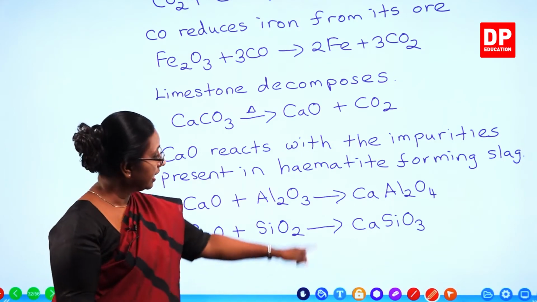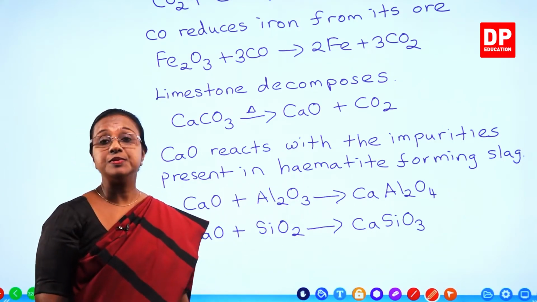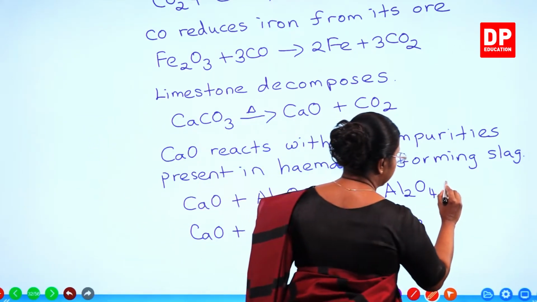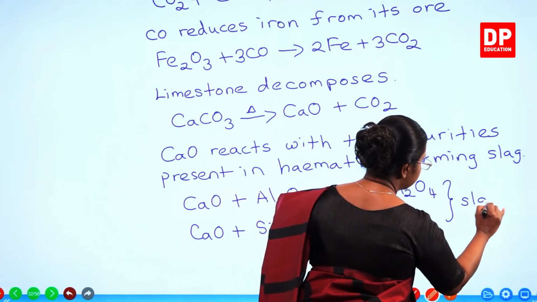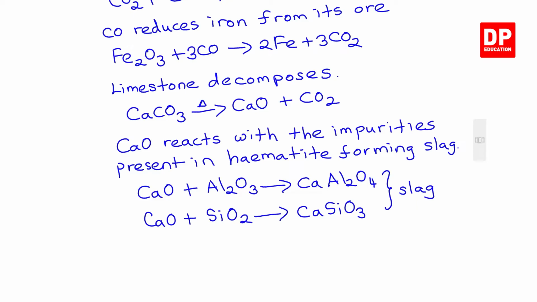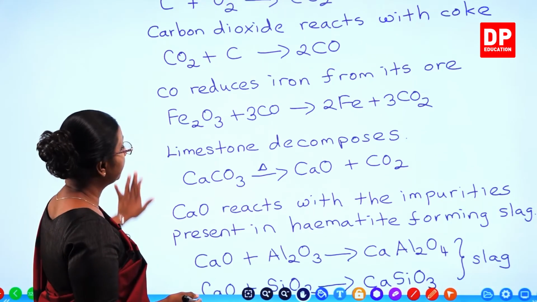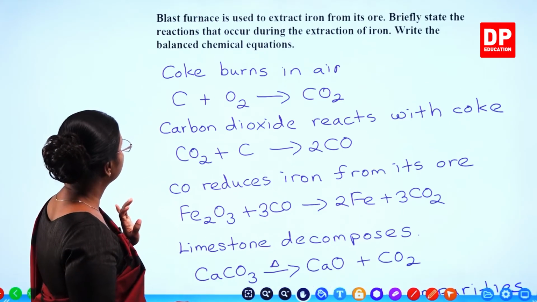Calcium silicate, calcium aluminate, calcium silicate. Both of them together is what we call slag. These two together is slag. Is that okay, students? So we have briefly explained the steps and we have written down the balanced equations.